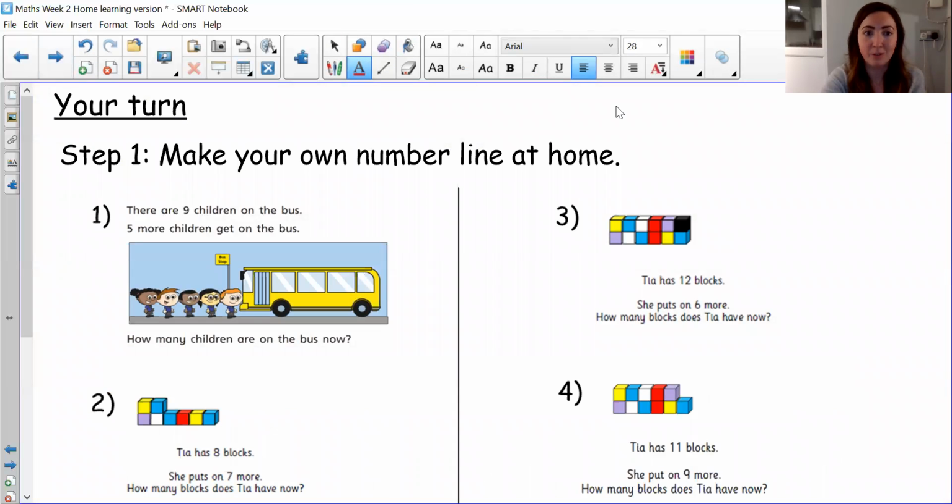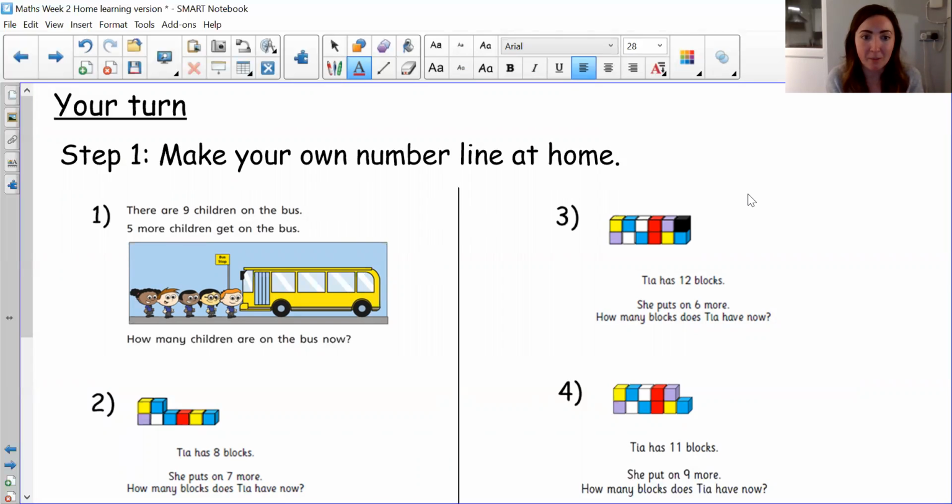Okay, your turn now. So here's how to do this at home. You could either go back to one of the previous slides with a number line on it and make your jumps on the number line with your finger, or you could make your very own number line at home. Make sure it goes up to 20 though, because we are working with numbers within 20. Okay, so here are your questions to answer after you've made your number line. Remember to make the right amount of jumps. Don't get carried away by jumping too far. So 4 questions for you to complete.